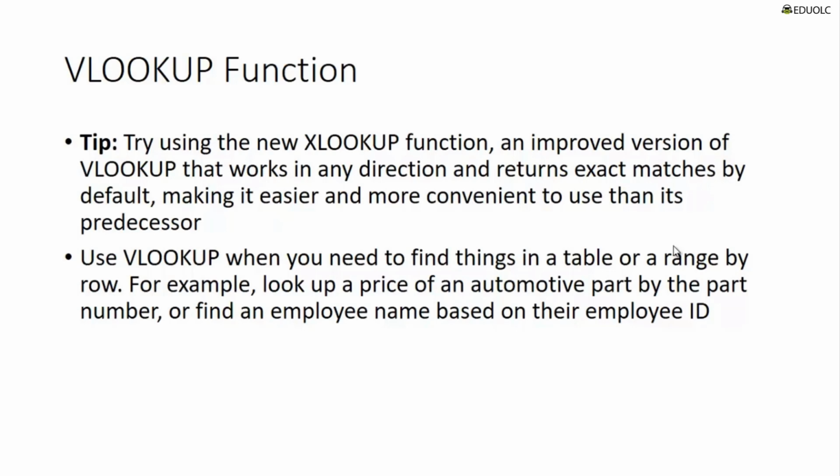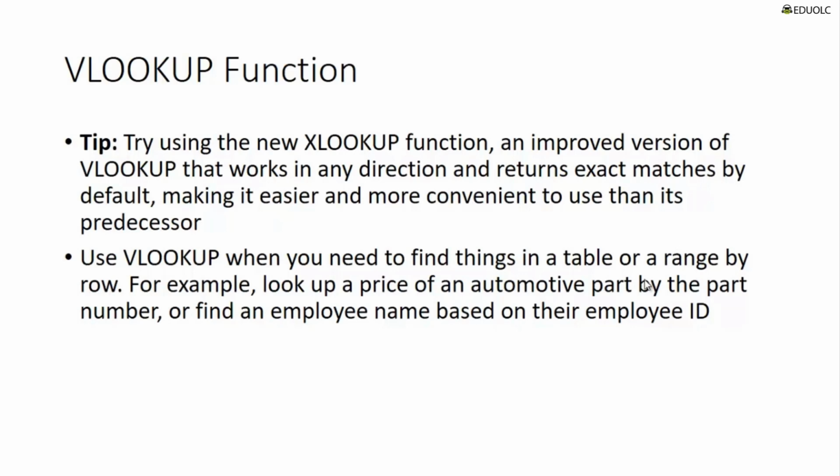Another alternative for VLOOKUP is HLOOKUP function, which is not in this presentation. So you can try writing equal to HLOOKUP within Excel. HLOOKUP is horizontal lookup. This function will only search based on rows and return the exact matches based on lookups within row. VLOOKUP is vertical lookup for lookup within columns. So XLOOKUP is a function that works in any direction, which means either row or column. XLOOKUP will return exact matches by default. So that is an improved version of VLOOKUP. You can try using that also.